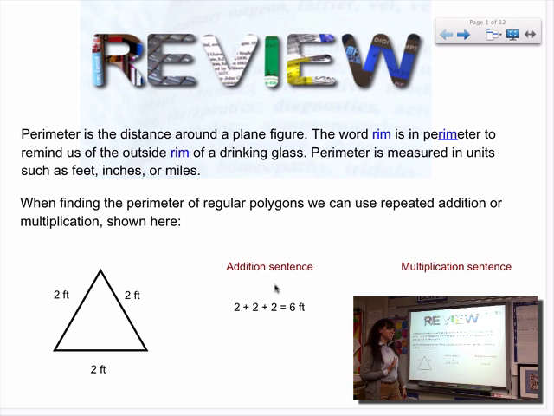We then connected the idea that this repeated addition sentence can also be represented by a multiplication sentence. Because we have the number 2 three times in this repeated addition sentence, we learned that the multiplication sentence 2 times 3 equals 6 was another way of finding the perimeter of this equilateral triangle. And that's a little bit of a review of what we did last week, learning about perimeter.